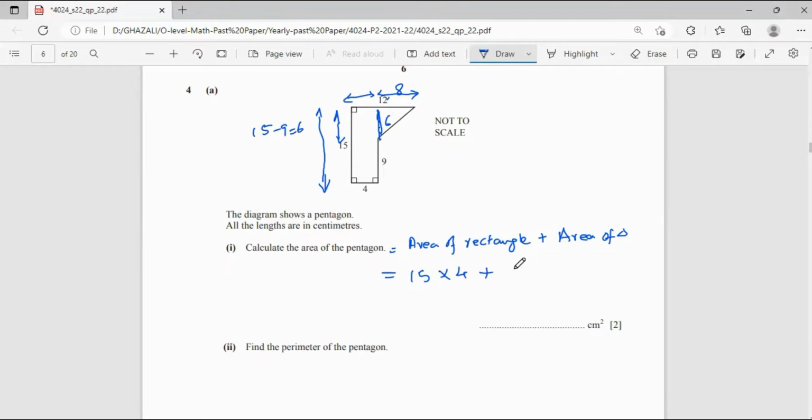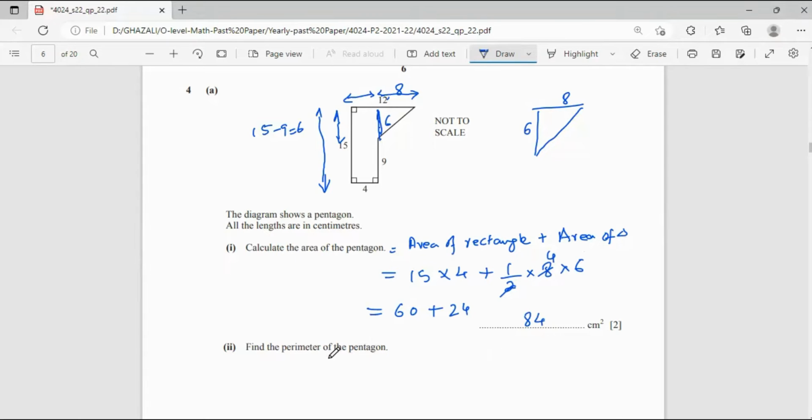Now the area of the triangle: this length is 8 centimeters and this length is 6 centimeters, and the area of a triangle is 1 over 2 base times height, 8 multiplied by 6. 2 4s are 8, and we get 15 4s are 60 plus 6 4s are 24, and therefore we get 84 centimeters squared.